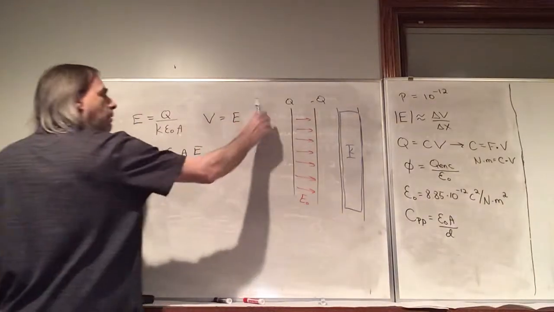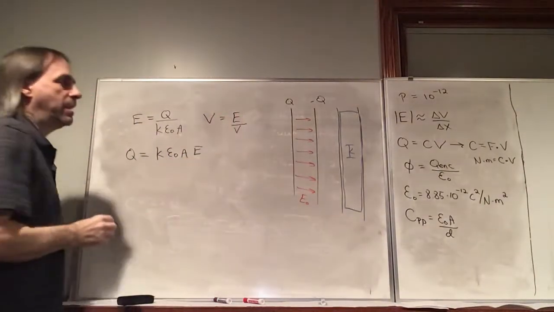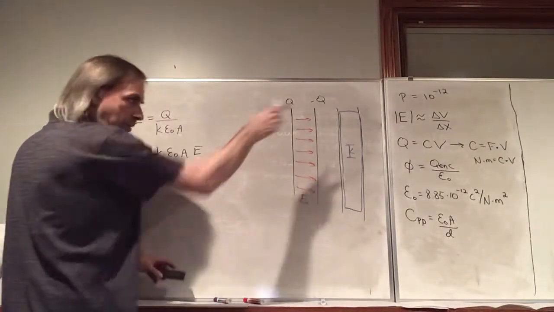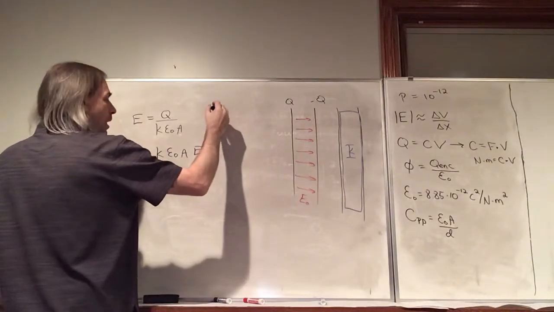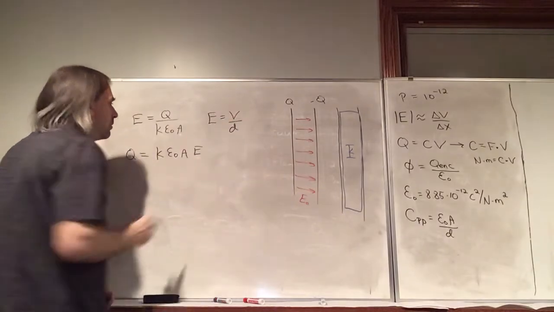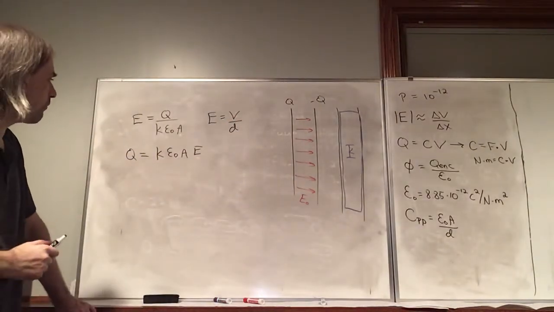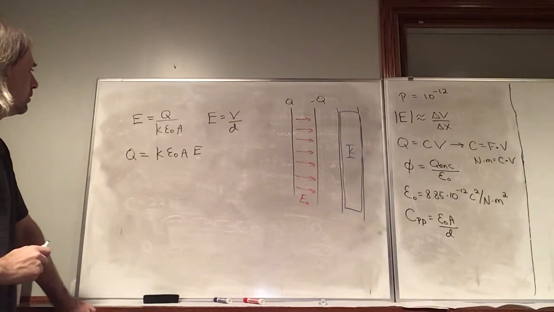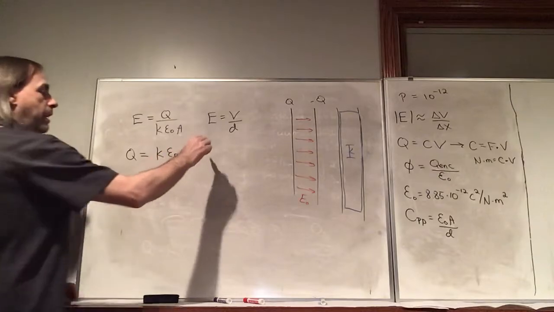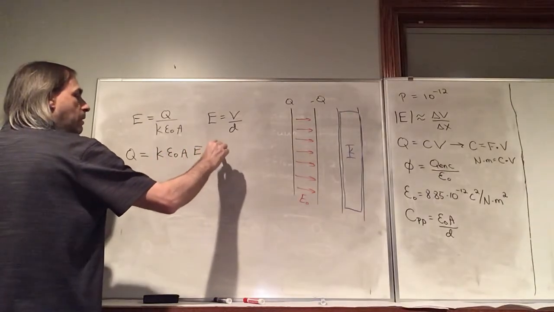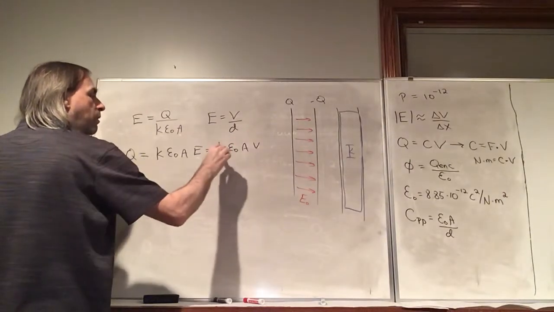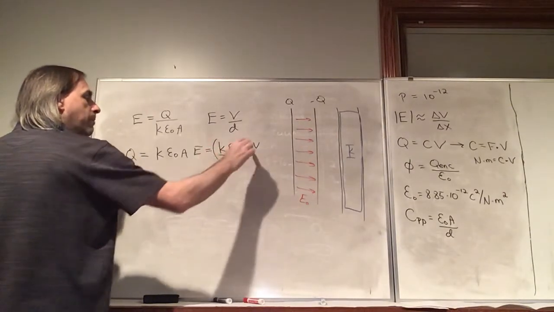Sorry, I wrote this one down wrong. The potential is the electric field times the separation. Let's write this equation down. Okay. So now we plug this in. The electric field is V over D. So we have kappa epsilon naught A V over D, and I'm going to write it like this.